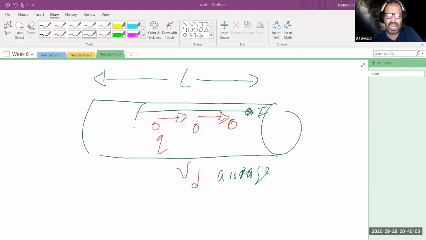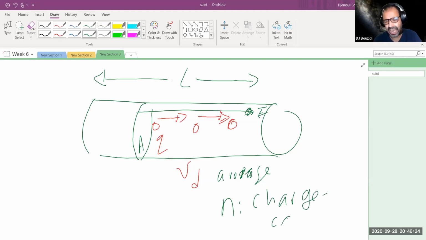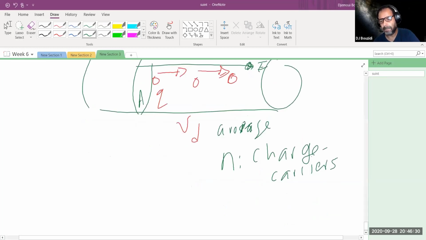So I'm going to take a cross-section again, A, here is A, and wait 1 second and see how many charges went by. That is the reasoning that I'm going to use. For that, I'm going to assume my material has N charge carriers, I should say charge carriers, because at that time we didn't know that they were electrons, N charge carriers per unit volume.